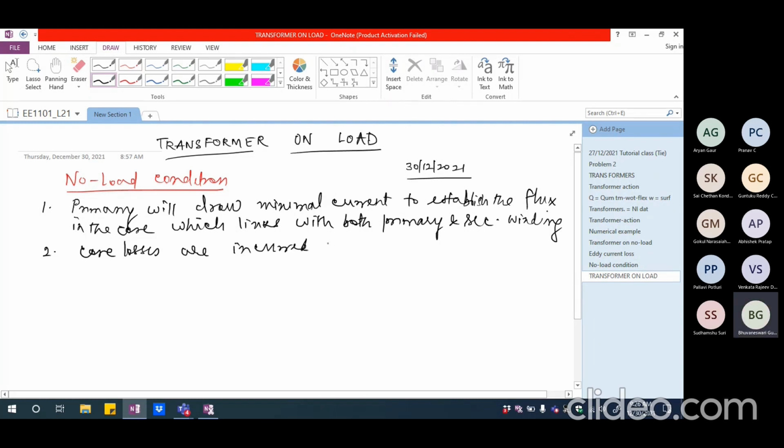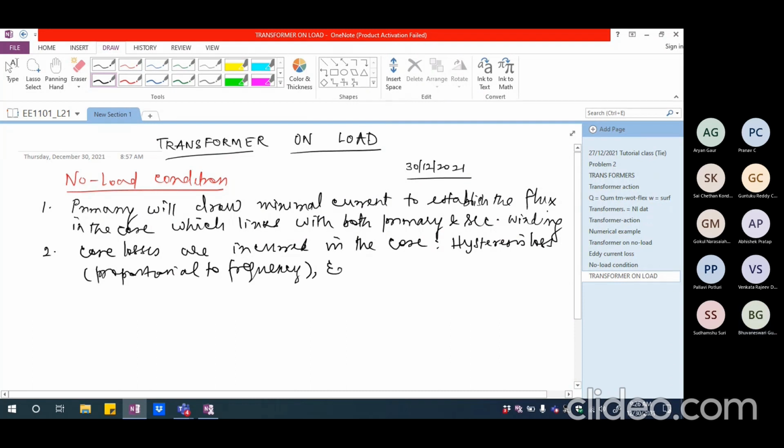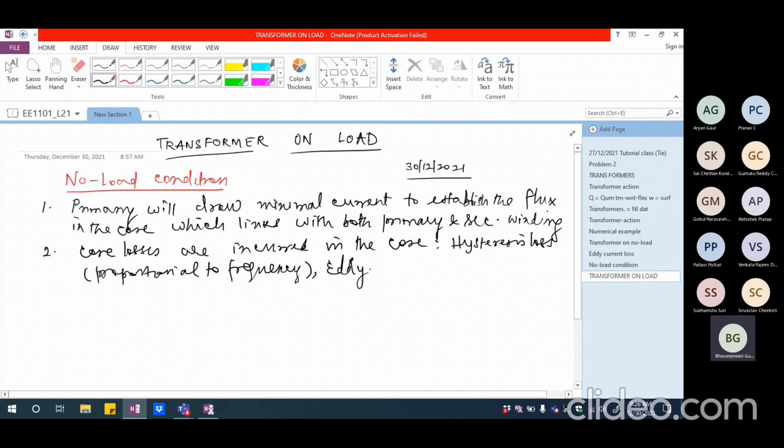And this is actually consisting of two components. One is hysteresis loss, which is proportional to frequency, and eddy current loss, which is proportional to frequency square.